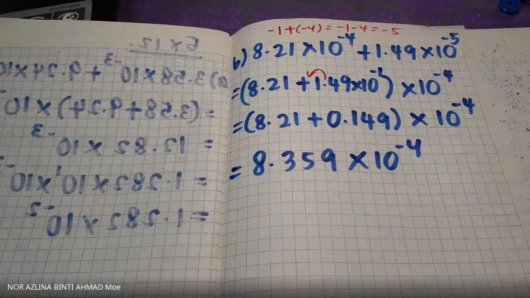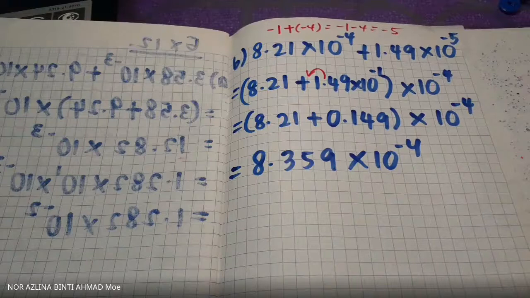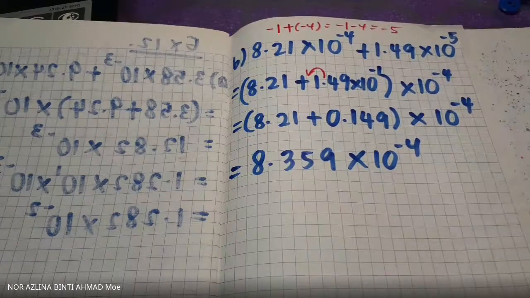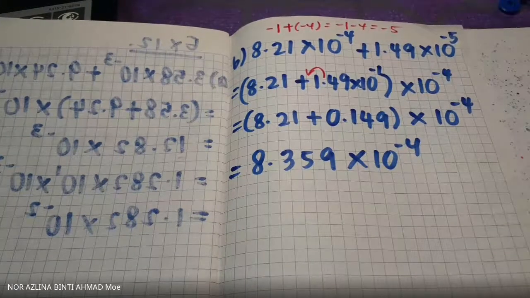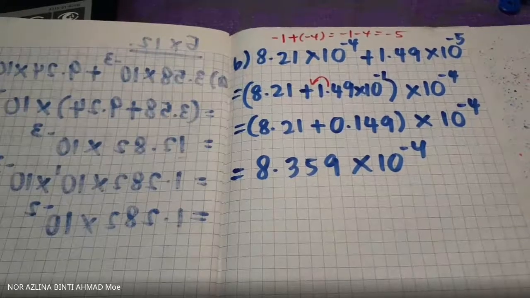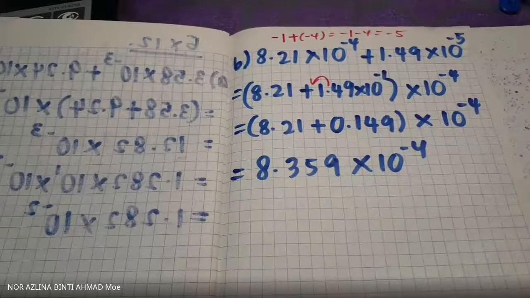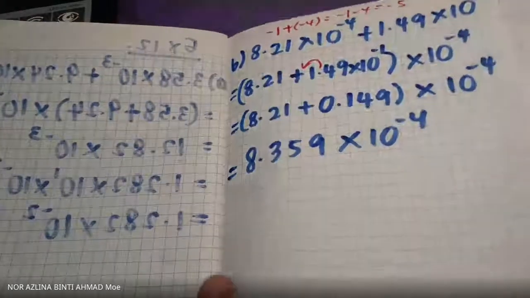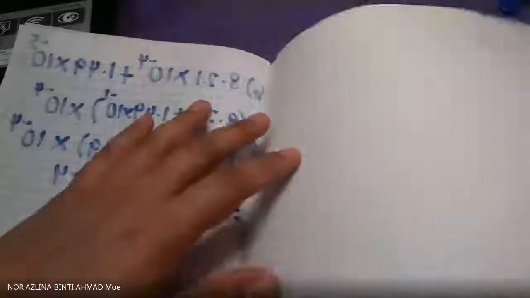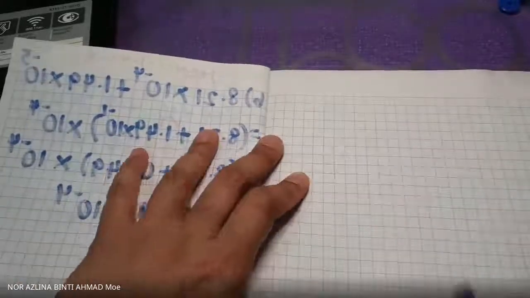Class, do you understand? For B, do you understand? Okay, very good. Good. Okay, next, C.